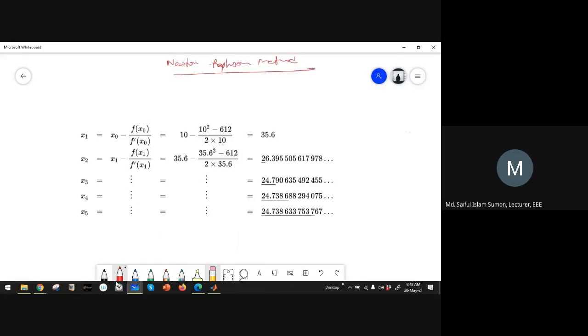Newton-Raphson method. In this method, suppose I want to solve any equation. Suppose I am giving one specific equation, f(x) equals x squared minus 612. This is a nonlinear equation. At the first stage, my work is to find the derivative of f(x), that means df(x) divided by dx. So what's that?